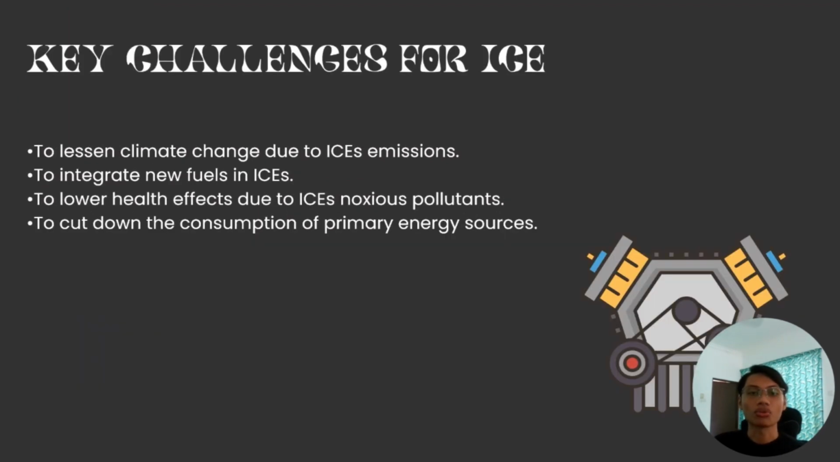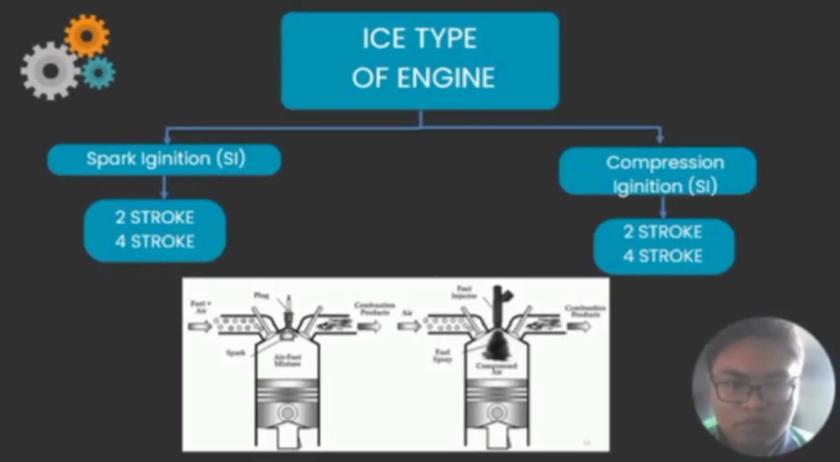The key challenges for ICE are to lessen climate change due to ICE emissions, to integrate new fuels in ICE, to lower health effects due to ICE noxious pollutants, and to cut down consumption of primary energy sources. For the internal combustion engine, we have two types of engine. The first one is spark ignition, and the second one is compression ignition. We have two-stroke and four-stroke engines for these two types of engine.